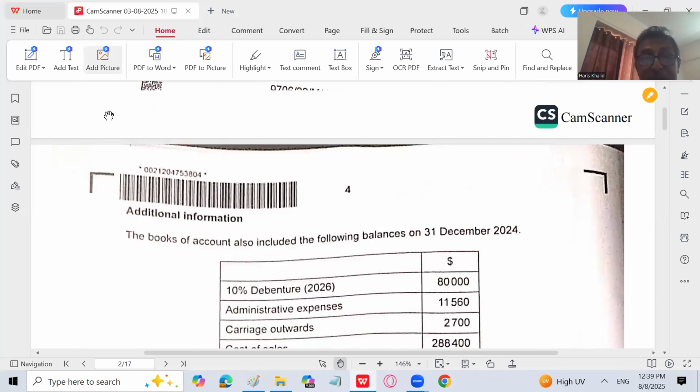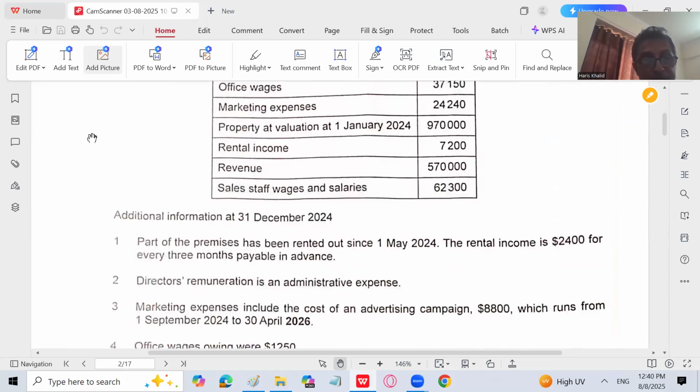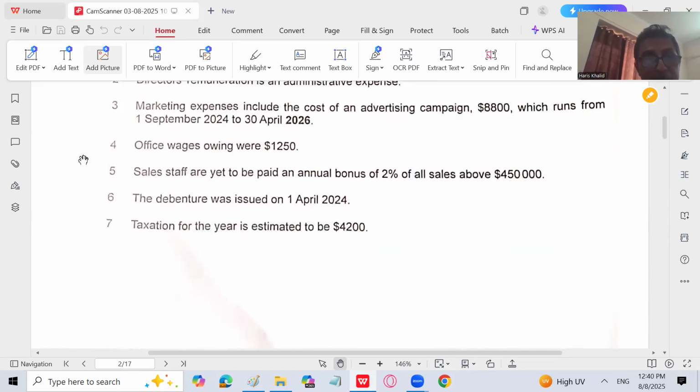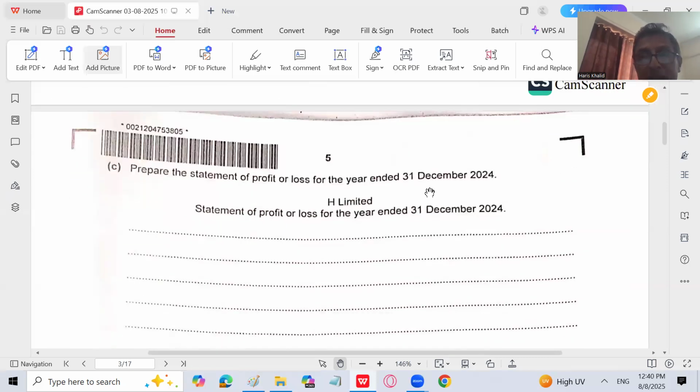One more thing, which is very important: now all the expenses and cost of sales are given, and further additional information is also given, which will go with that. But prepare the statement of profit and loss for the year ended 31st December 2024, or the income statement. Remember, this is very important. No format is given. So kindly, teachers, please.